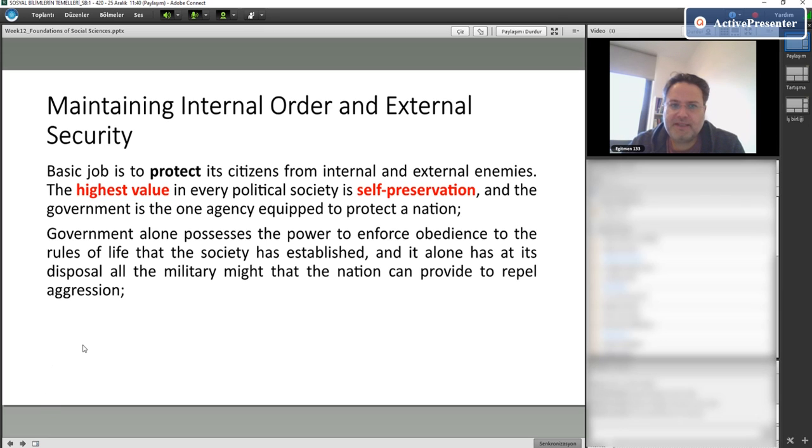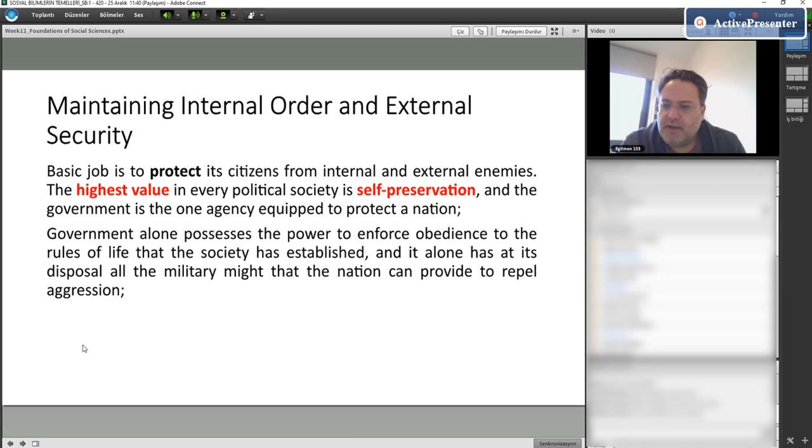So when we talk about maintaining internal order and external security, the basic job of the government is to protect its citizens. That's the most primary task of a government, to protect the citizen from internal and external enemies. I mean, this is very theoretical. This is political science textbook information. The highest value, therefore, in every political society is self-preservation.